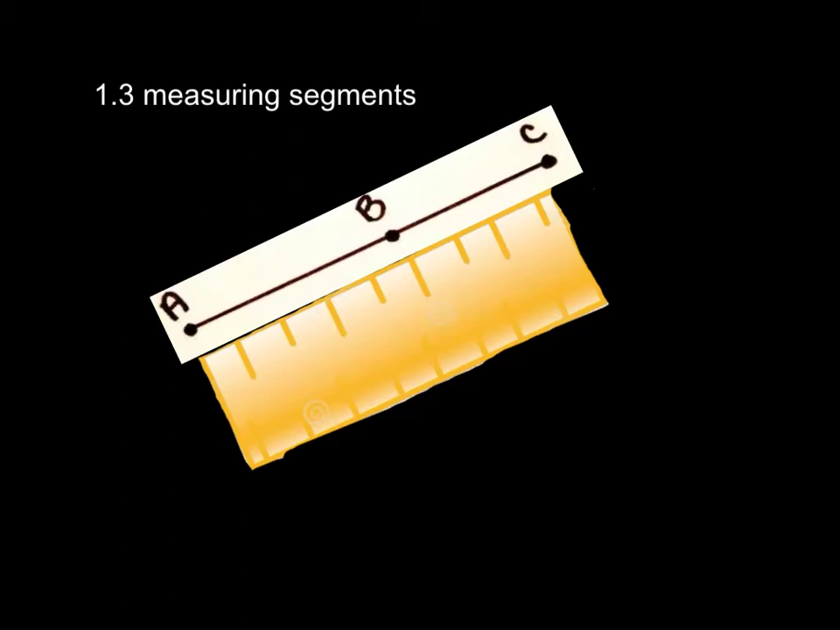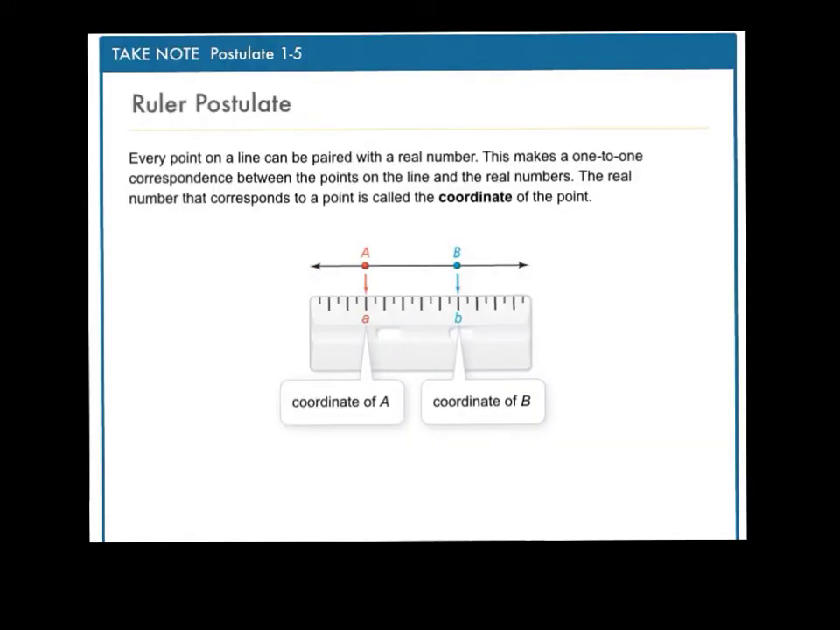Our next vocabulary video is from 1-3, measuring segments. All right, our first postulate is called the Ruler Postulate. Every point on a line can be paired with a real number. This makes a one-to-one correspondence between the points on the line and the real numbers. The real number that corresponds to the point is called the coordinate point.